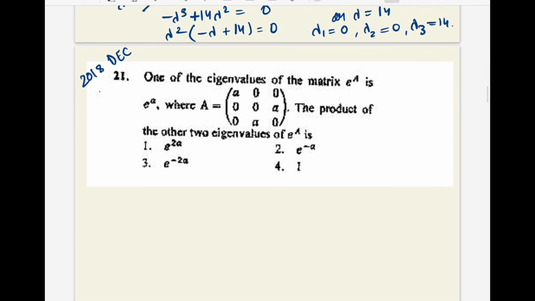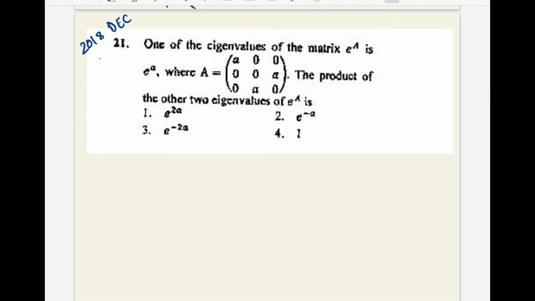Now another question is from December 2018. One of the eigenvalues of the matrix e to the power A is e to the power a, where A is the matrix a 0 0, 0 0 a, 0 a 0. The product of the other two eigenvalues of e to the power A is? So basically, what are the eigenvalues of the matrix e to the power A?